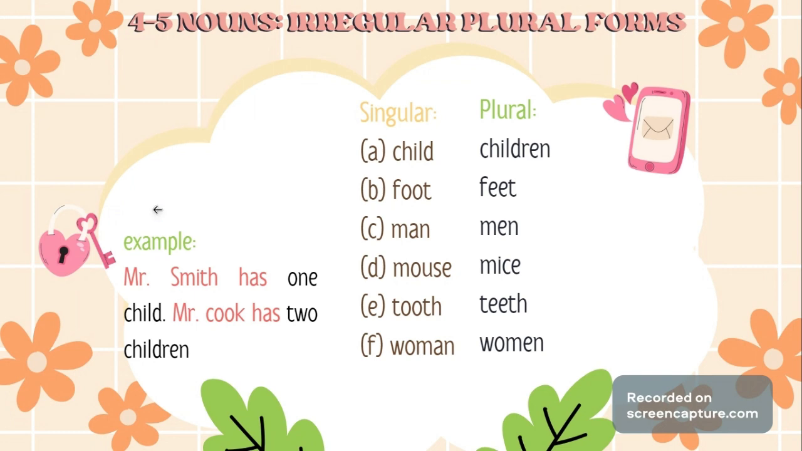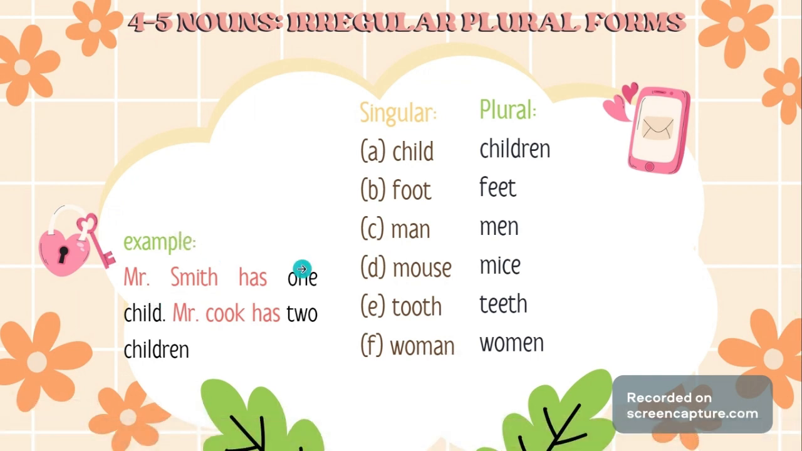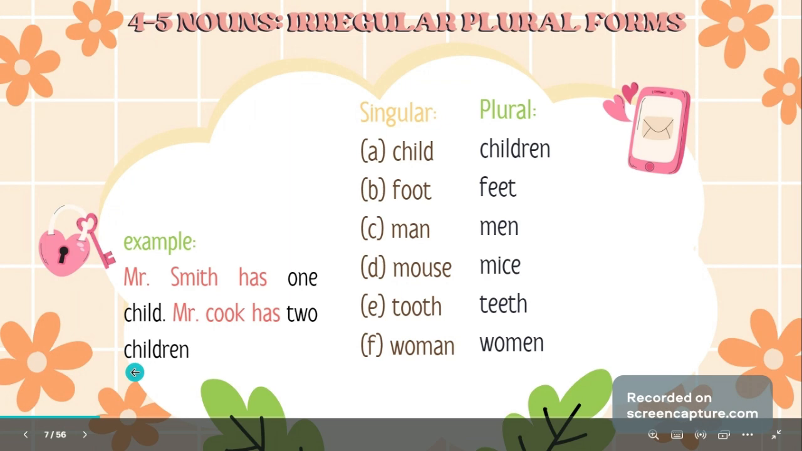Mr. Smith has one child. Mr. Cook has two children. Yeah, different: child and children. So, because Mr. Smith has one, it uses child, but Mr. Cook has two, so it uses children. Okay, you understand?